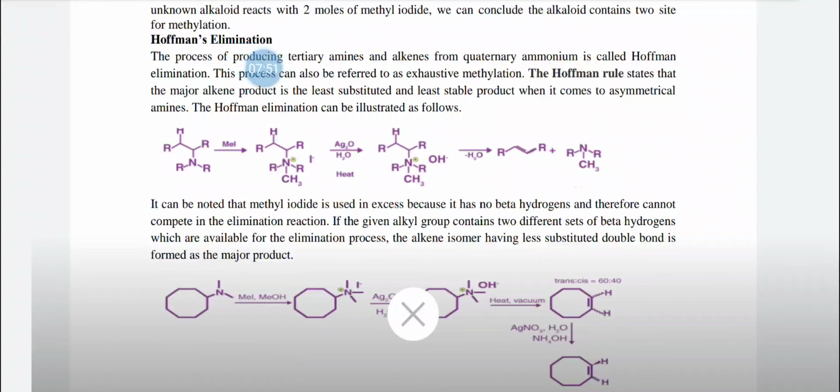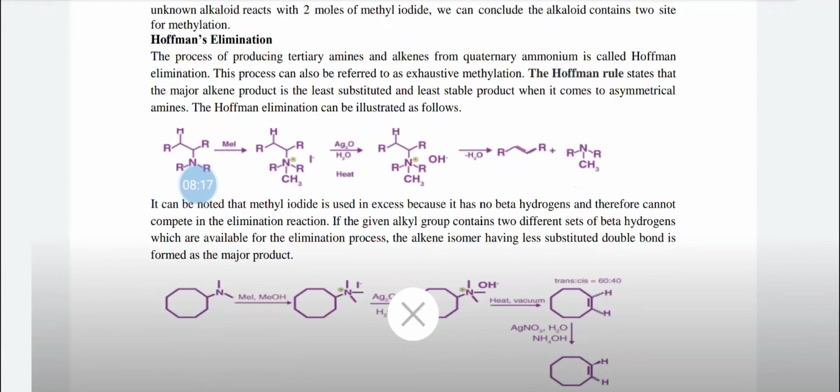Next reaction is Hofmann's elimination. Here, tertiary amines and alkenes from quaternary ammonium chloride can be produced. The process is known as Hofmann's elimination. First step is a Hofmann's exhaustive methylation. That is, an amine group will be methylated till the quaternary ammonium salt is formed.